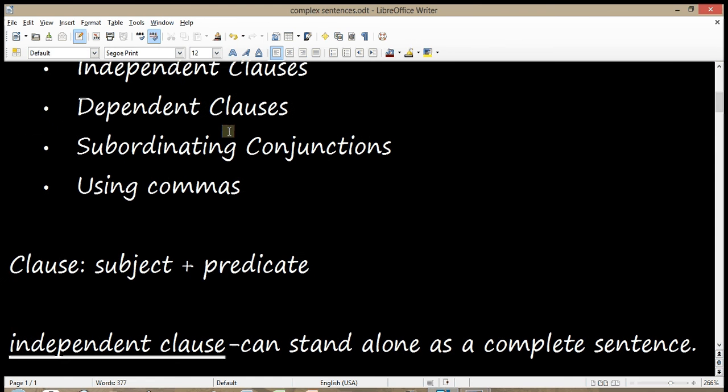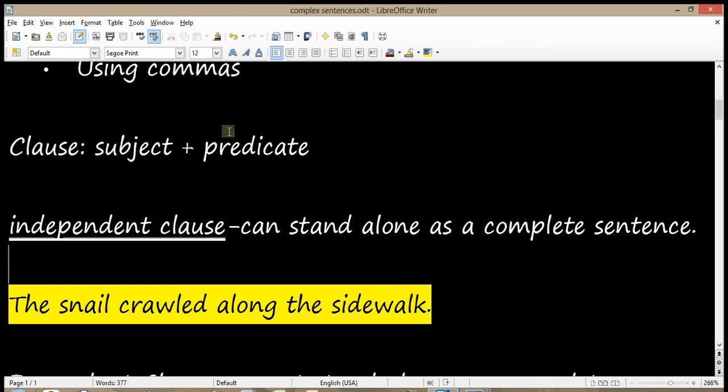So, first of all, clauses. A clause is a subject and a predicate. So, it has to have a subject and then it has to have a verb. And there are a couple of different kinds of clauses that we'll be dealing with today. First one is an independent clause.